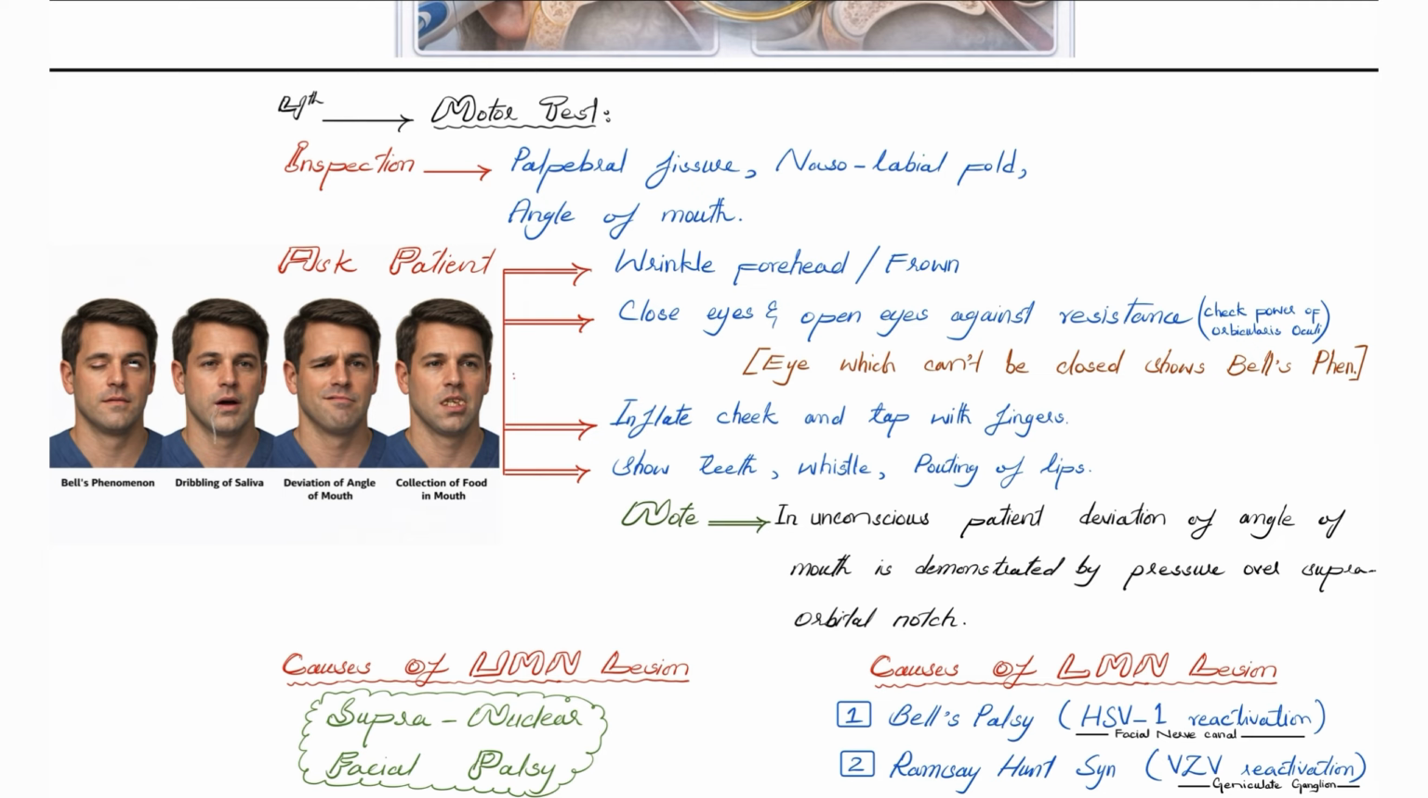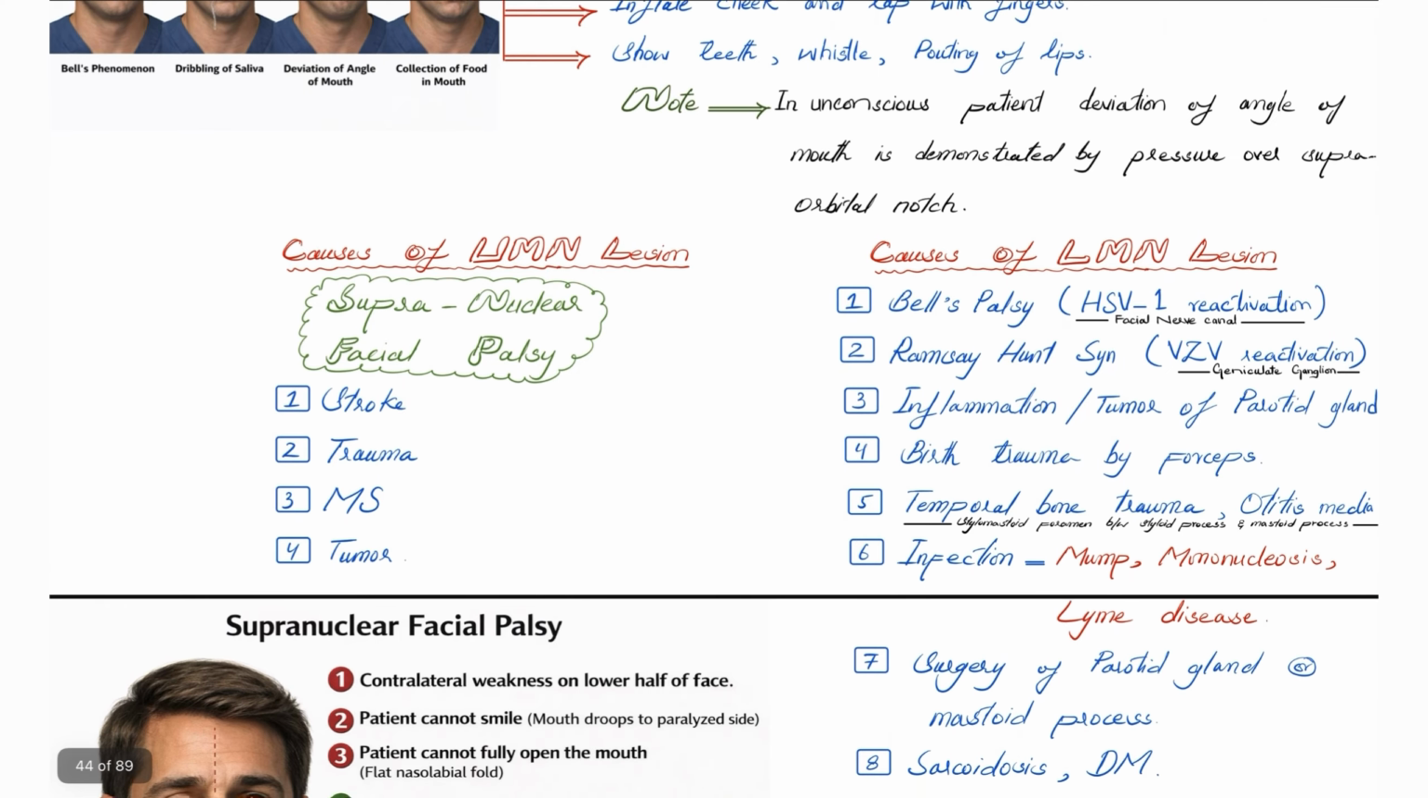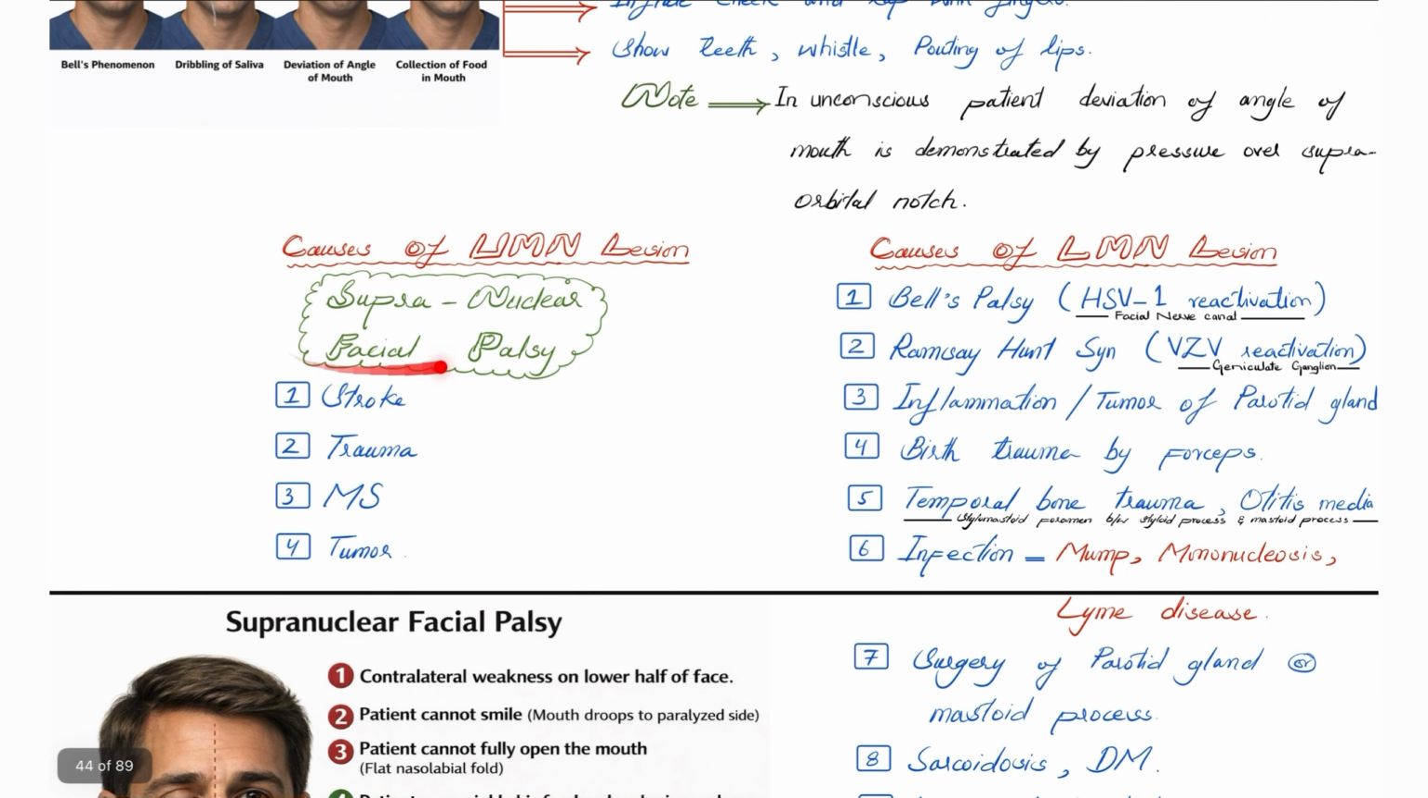Now, all these tests are performed in a conscious patient, but if the patient is unconscious, then deviation of angle of mouth is demonstrated when pressure is applied over the supraorbital notch. Now, facial nerve palsy can be of 2 types: supranuclear facial palsy and infranuclear facial palsy. Supranuclear facial palsy is in fact the upper motor neuron lesion, which can be caused by stroke, trauma, multiple sclerosis, and tumor of the brain. And the lower motor neuron lesion of the facial nerve is called infranuclear facial palsy.